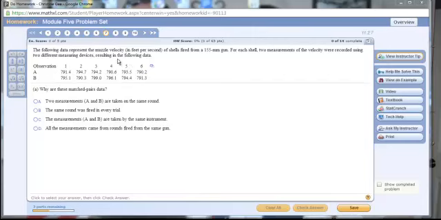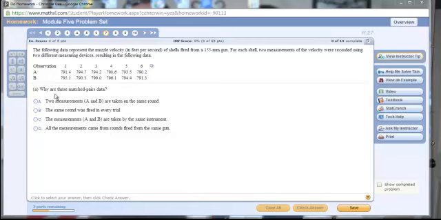Let's take a look. This is about the muzzle velocity of the shells fired from this 155 millimeter gun, and for each shell they are taking two measurements of velocity using two different measuring devices. So it's just one shot, and they measure it with something for A and then something different for B. But it's just the same shot. It's not like they're firing at two different times or anything like that.